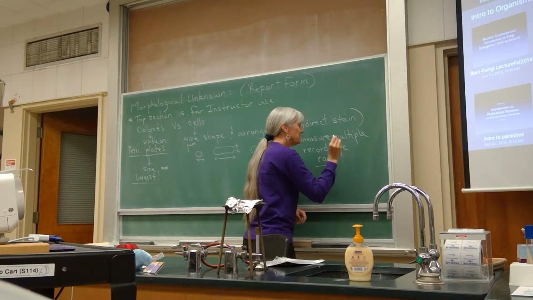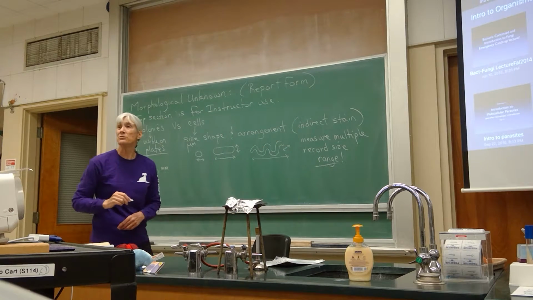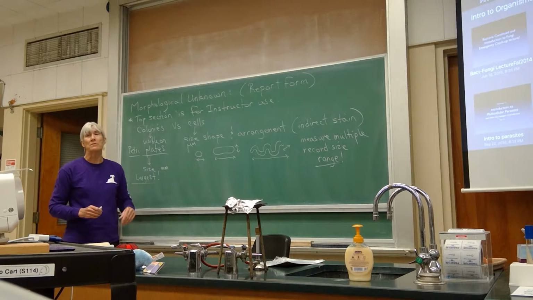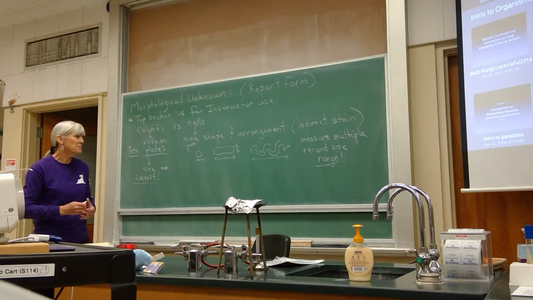So what you're going to list for size is a range, size range. You're going to have more than one. Now, many of the cultures, the diameter could be consistent throughout, but the length, if they're bacilli, the length is going to vary. And on most of the cocci, you don't just have one diameter. Some are little, some are bigger.